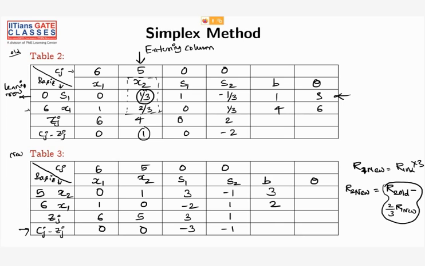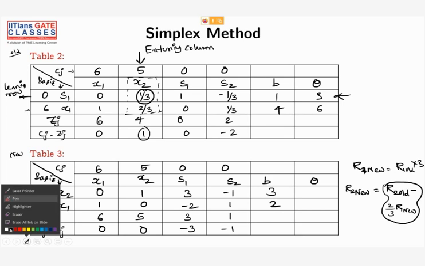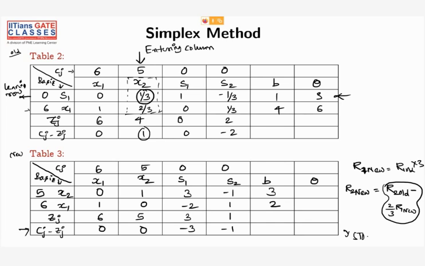That's it. After stopping the table, stop here right away, because there is no positive value here. 0 is not a profit. Now what you have to do is equate x2 to the b value and x1 to the b value. So x2 is equal to 3 and x1 is equal to 2. Right? So this is your solution.